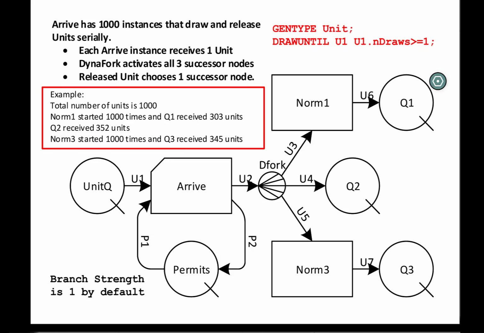As a result, norm1 will start 1,000 times because it starts every time activity arrive ends, and norm3 will also start 1,000 times. However, the number of resources that they will receive will be approximately 1/3. For example, norm1 will receive 303 units and pass them on to Q1, Q2 will receive 352 units, and norm3 will receive 345 units that it will then pass on to Q3.